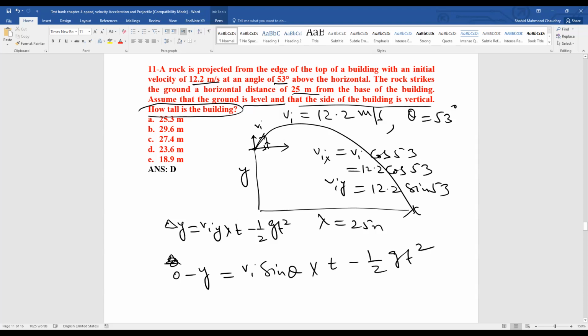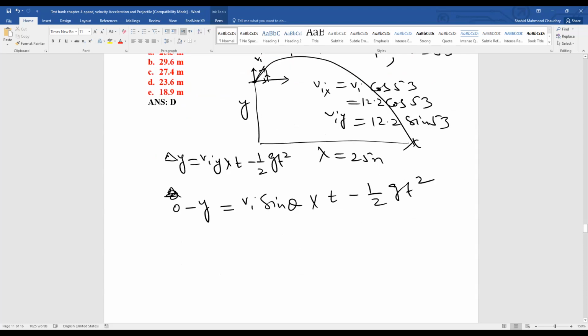This is our equation. Now to solve it, putting in the values: minus Y is equal to VI sine of theta, meaning 12.2 into sine of 53 into T. We don't know the T value, so we will find it: minus 1 over 2, 9.8 into T square. So to find the T value, what will we do? We will apply a formula to find T.